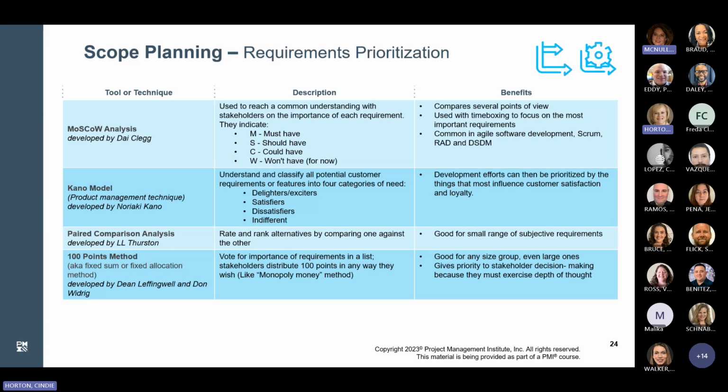Okay, so where I could see this, and again from an exam perspective, is you're given a scenario, right, and you're asked, hey, you've got to prioritize the requirements. What's the best method for prioritizing these requirements based off the information you've been given?